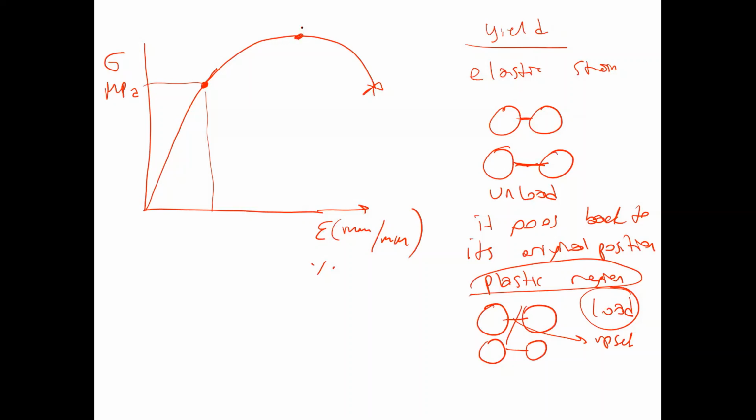Here, and this is the tensile strength, the maximum stress that the material can endure, that the material can tolerate. When you unload, the material goes back to here from this point. This is the plastic region, and what is the name of this point? Fracture, right? Fracture takes place here. This is the maximum tensile stress, and this is the fracture stress.